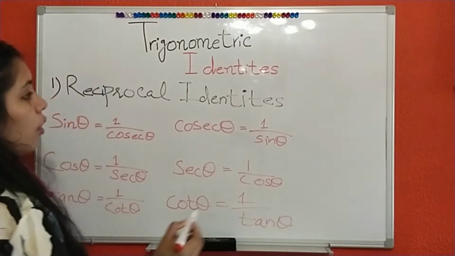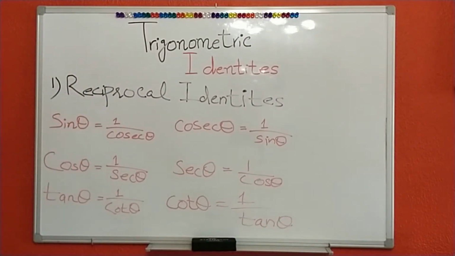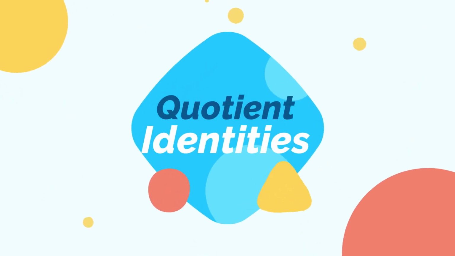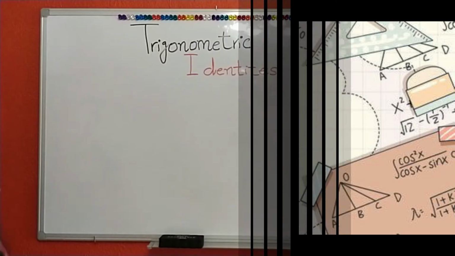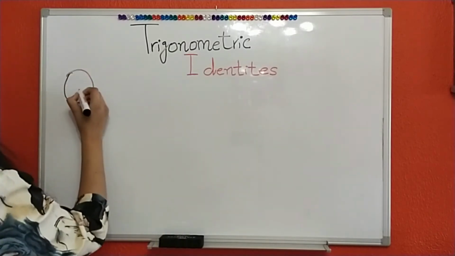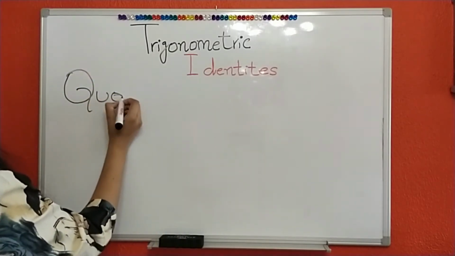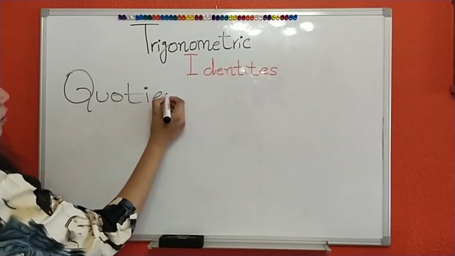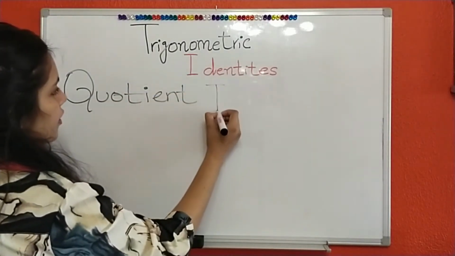Okay students, these are 6 reciprocal identities which I will use in proof questions, and these identities help us a lot to solve proof questions. Okay, let me write more identities here. Now students, I am writing the 2 quotient identities.